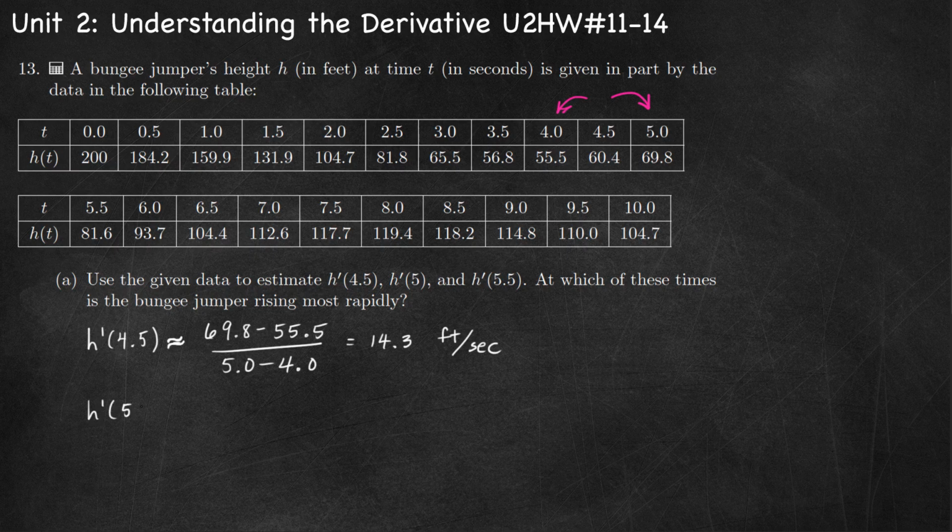H prime of 5. For h prime of 5, we're going to use the closest surrounding points to 5. So we'll do those in yellow. So we want to go a little bit less than 5, that's that point, and then a little bit more than 5, we got to jump down to this other point here. So it's going to be 81.6 minus 60.4 over 5.5 minus 4.5, or 21.2 feet per second.